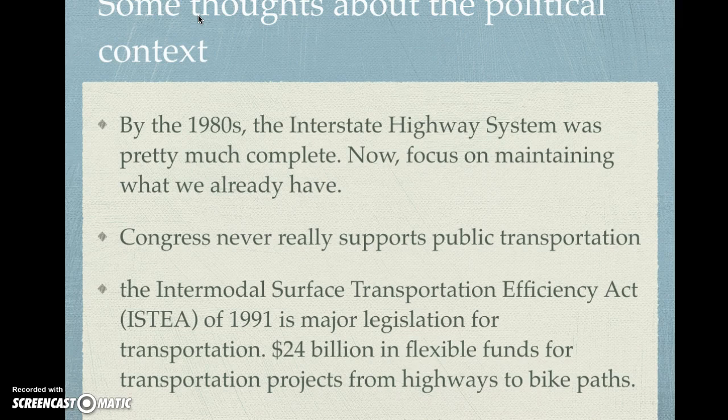And then just one piece of legislation for you to know about. It's called ISTEA, the Intermodal Surface Transportation Efficiency Act. It's pronounced ice-tea. That was in 1991. Really was major legislation for transportation. So this gave 24 billion in flexible funds for transportation projects.